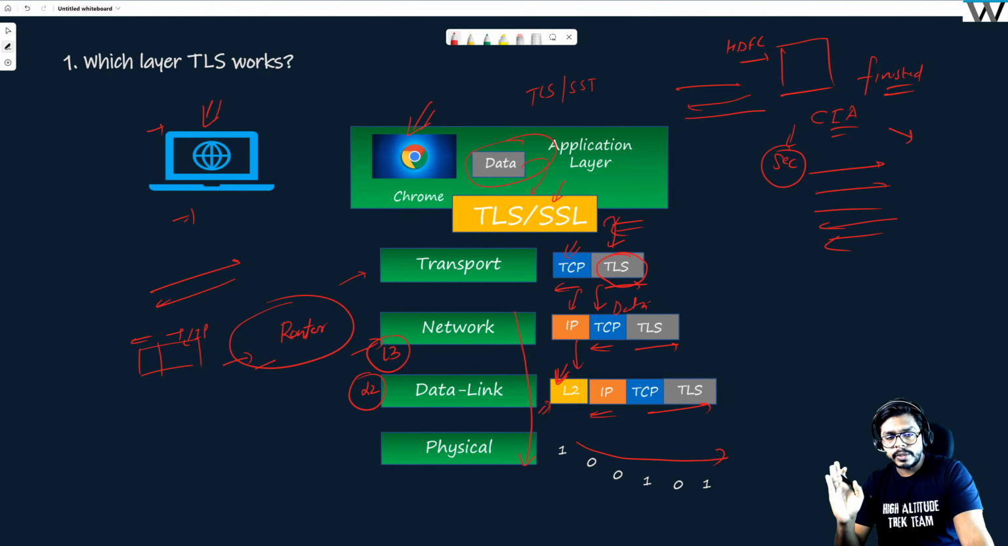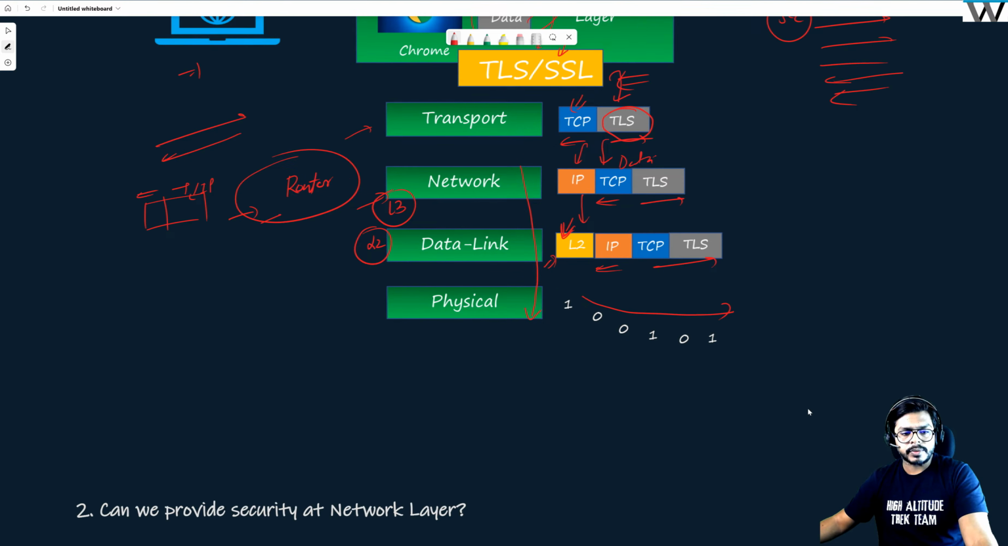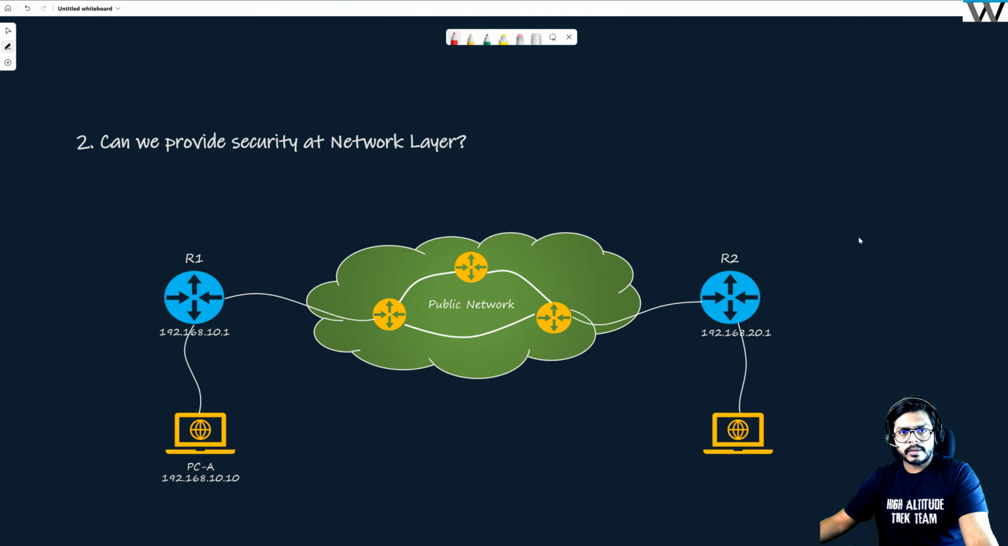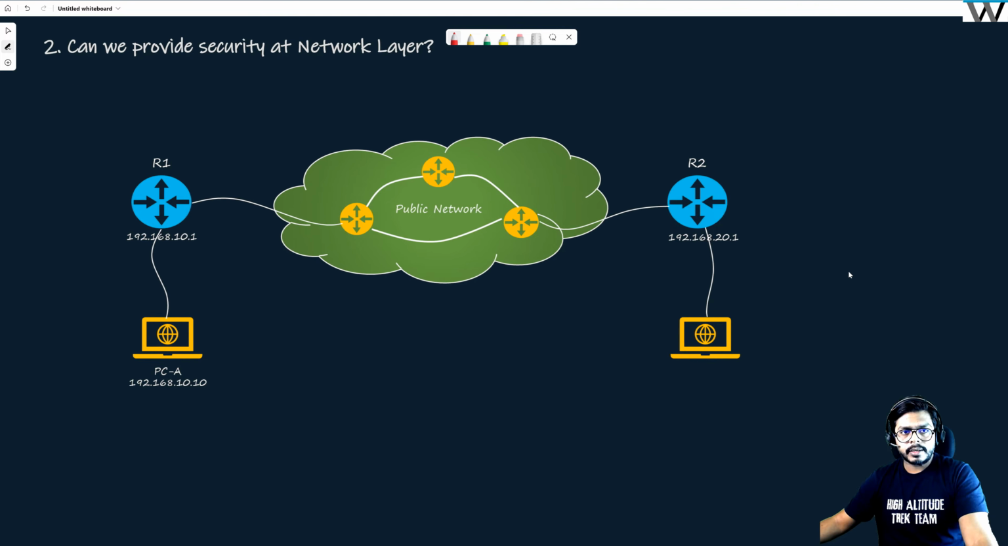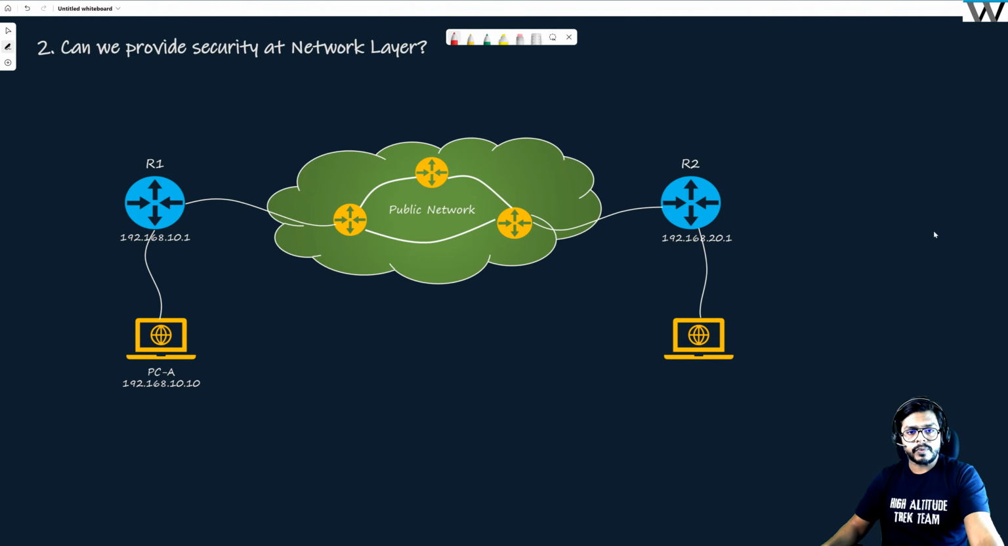But let's try to understand the use case. Let's try to understand how normal routing works and where we need to encrypt all these messages at the lower level also, or the lower level of protocols. Maybe we can encrypt something in the network layer, right? Let's see that. Let's come to our second board where we are going to discuss the network layer and whether the network layer can provide security.